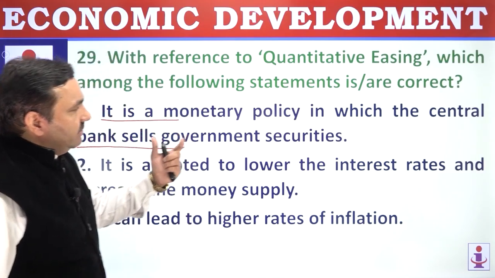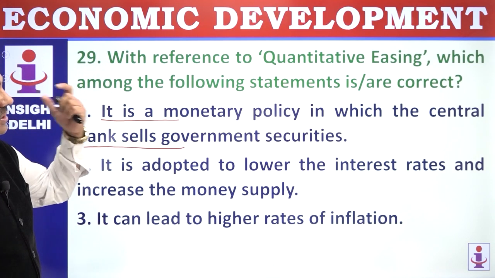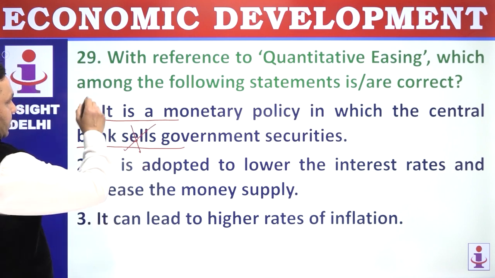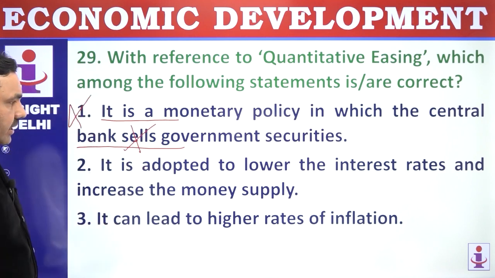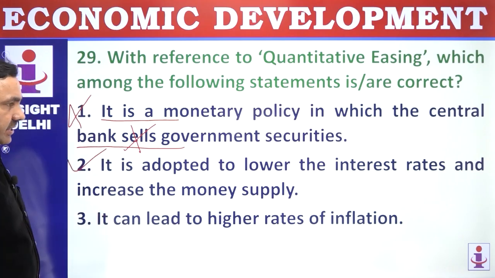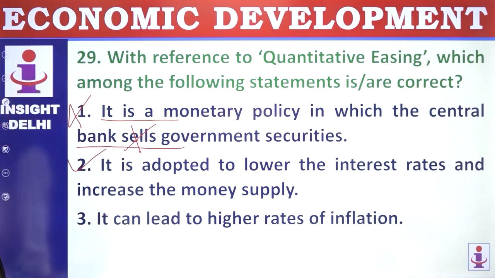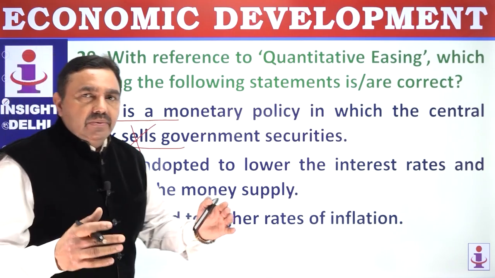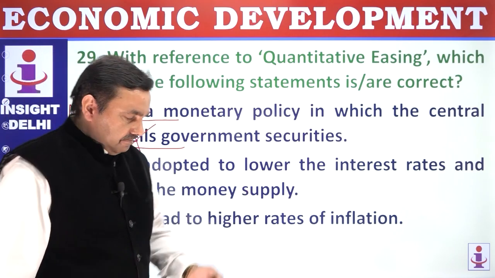So quantitative easing means money supply increases. It means the central bank buys the securities, not sells securities. So it's wrong. It's adopted to lower the interest rate. Of course, money supply will increase and lower interest rates will be the outcome. It can lead to a higher rate of inflation. Money supply means more money chasing few goods. So we say inflation happens.